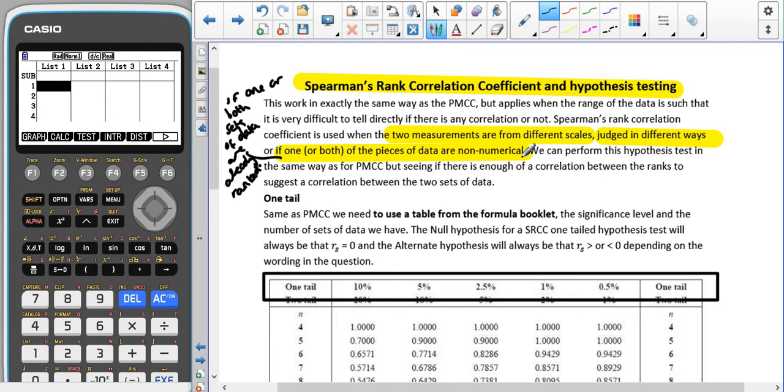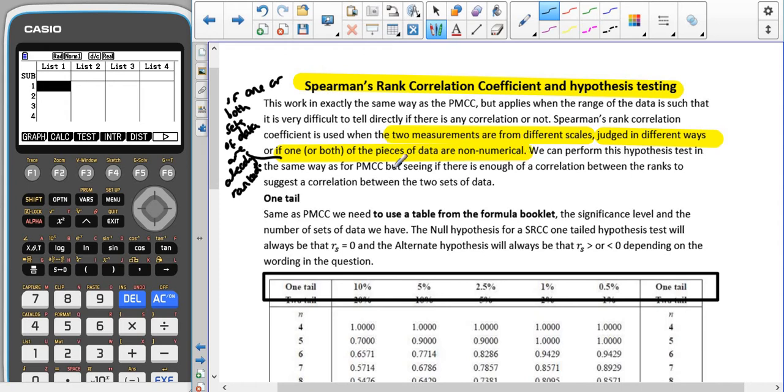Now, in an exam, usually it will tell you which one to use. If it doesn't, then you have to think about these four factors. If it tells you to use a certain one, make sure you use the one that it tells you to use. These two tests are paired together, which means that if the question specifically says that you cannot use PMCC, that is a massive hint that you should be using SRCC.